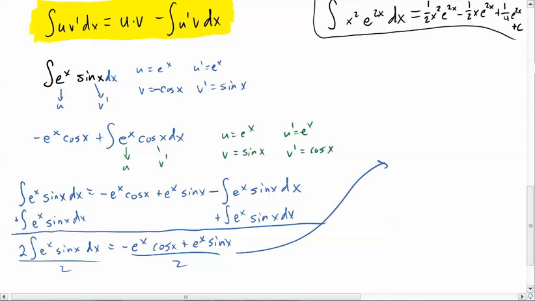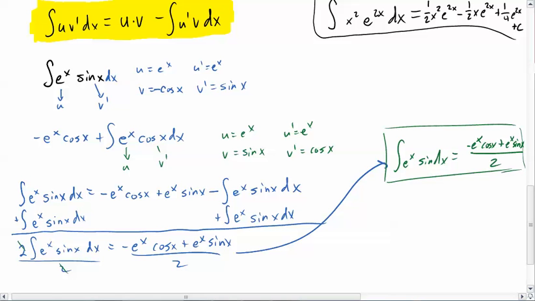And that leads me to my final answer. Because when I divide this by 2, I get the integral of e to the x sine of x dx is equal to negative e to the x cosine of x plus e to the x sine of x all over 2. Done! Just kidding, we need a plus c.